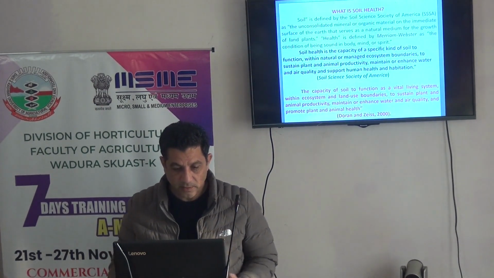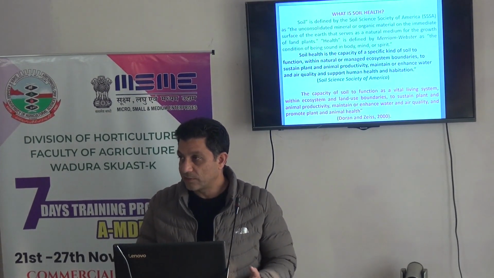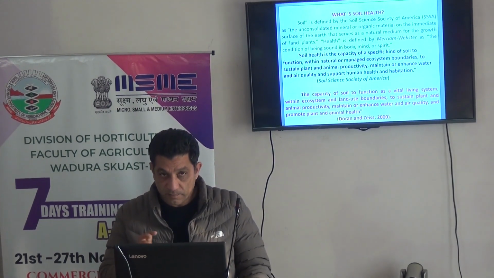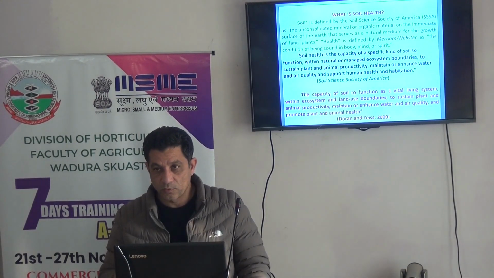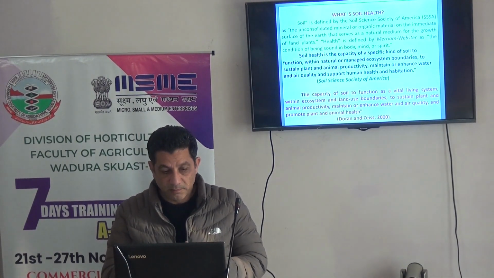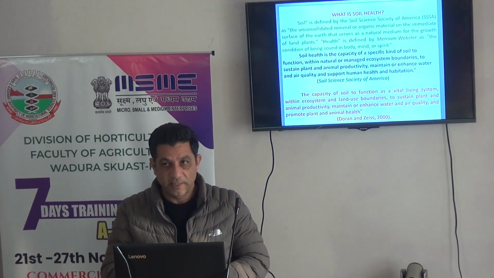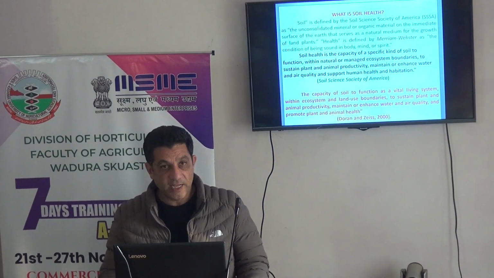So soil health is the capacity. The Soil Science Society of America's definition is that it is the capacity of a specific kind of soil to function within natural or managed ecosystem boundaries. How it behaves, how it functions within a particular boundary. That is soil health. Or we can say the capacity of a soil to function as a vital living system.